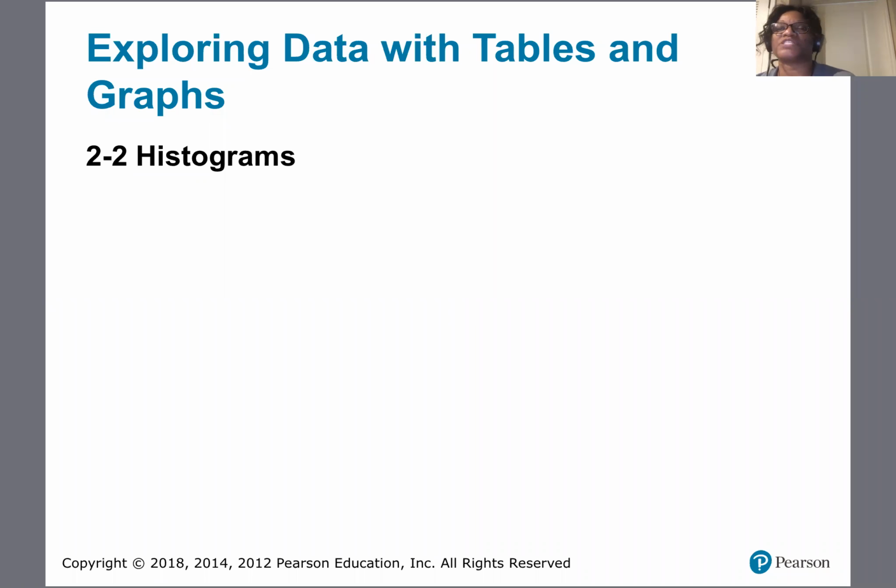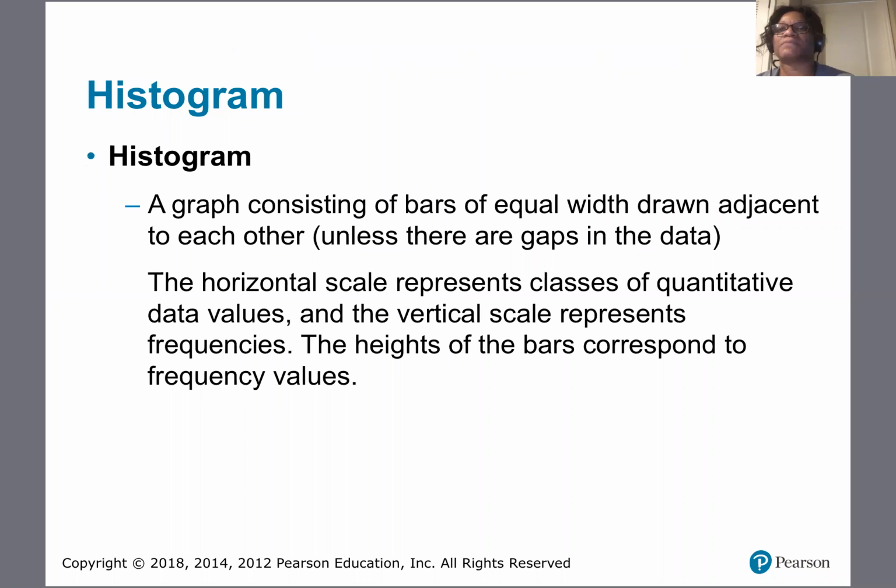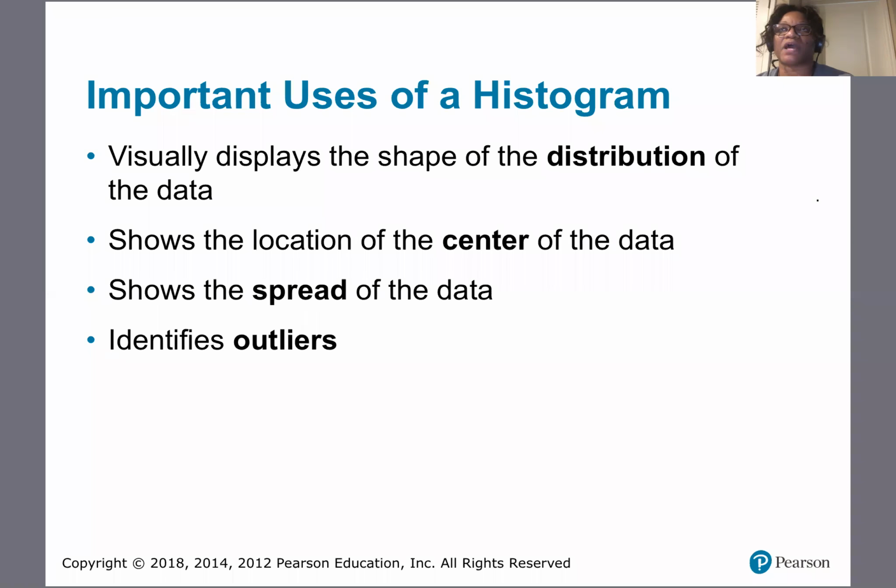In our last section, we talked about frequency tables, and when we graph that frequency table, we have something called a histogram. A histogram is simply a graph that consists of bars of equal width drawn adjacent to each other. If there are gaps, they won't be adjacent to each other. Okay? The horizontal scale of the histogram represents the classes of quantitative data values, and the vertical scale represents the frequencies. So the heights of the bars simply correspond to the frequency values.